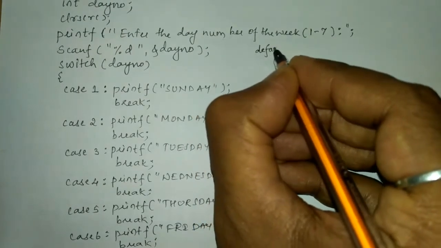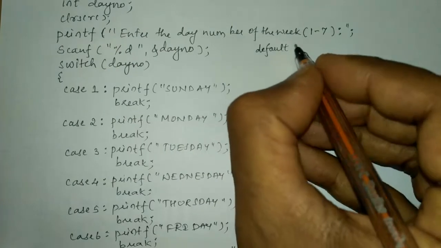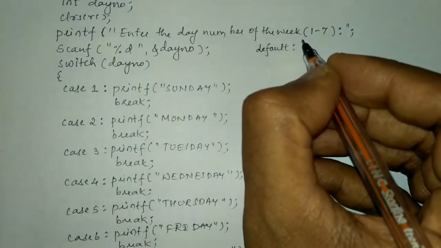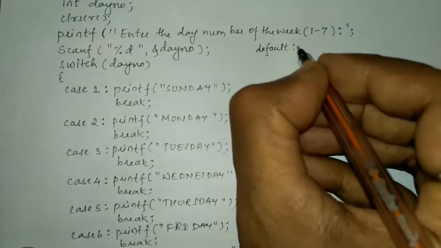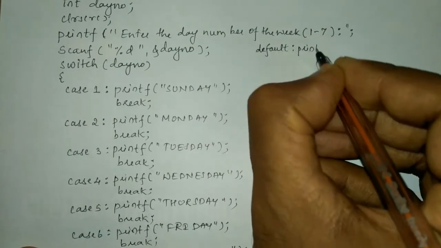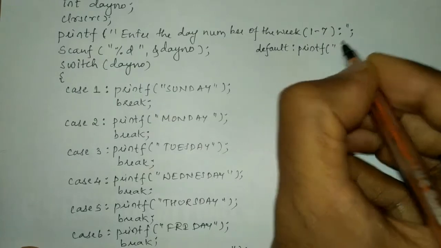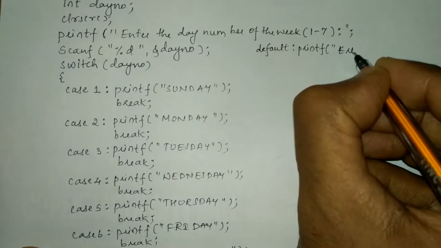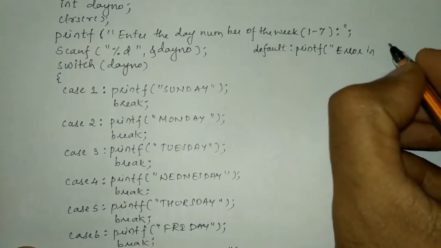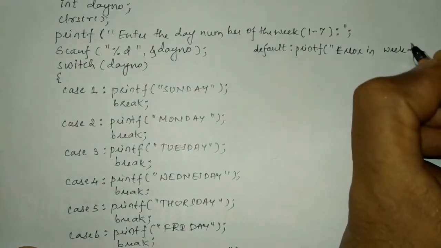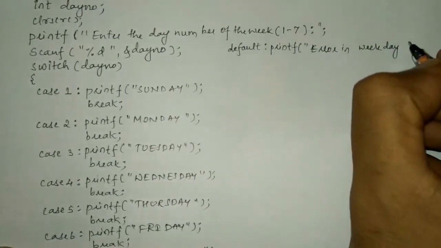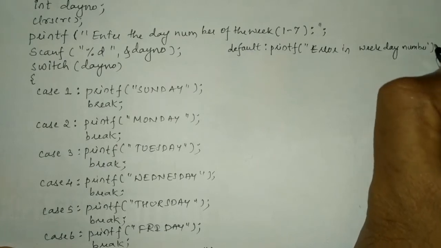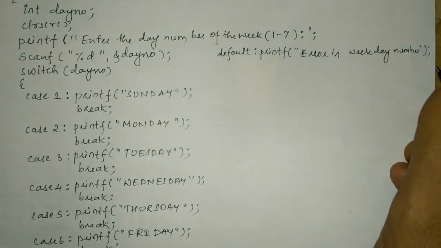So default is a keyword. It should be written in lowercase letters only. We have to put a colon over here, and then we are going to write one error message in a printf statement. I'll write printf in double quotation marks: "Error in weekday number", end the double quotation mark and put a semicolon over here.